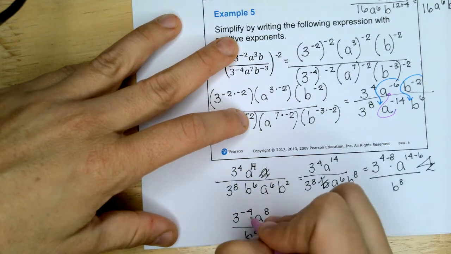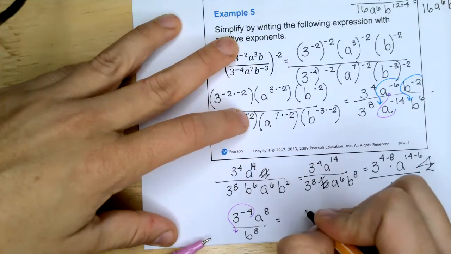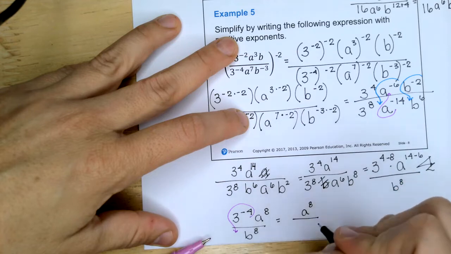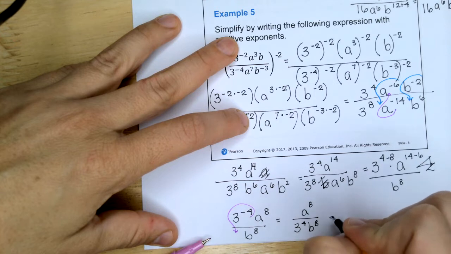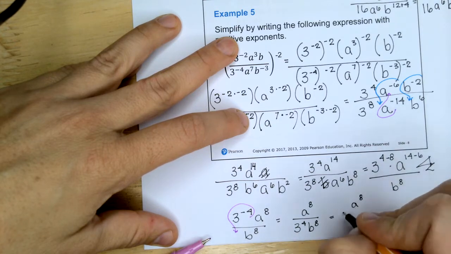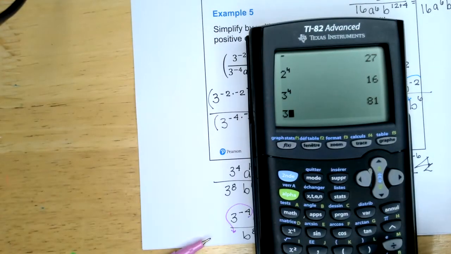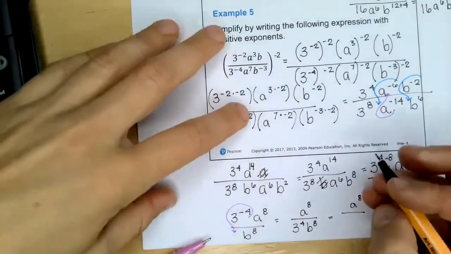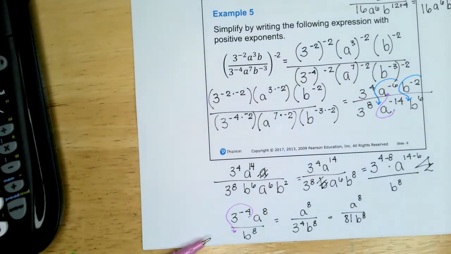One more change. This is a negative, so we're going to move it down. So that becomes a to the 8th over 3 to the 4th, b to the 8th. And then you can just simplify by saying what 3 to the 4th is. We decided it was 81. So it's a to the 8th over b to the 8th times 81. Sorry, I said that out of order.